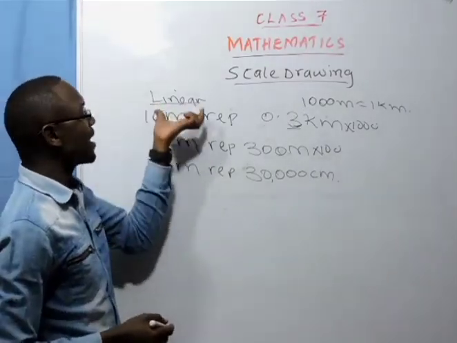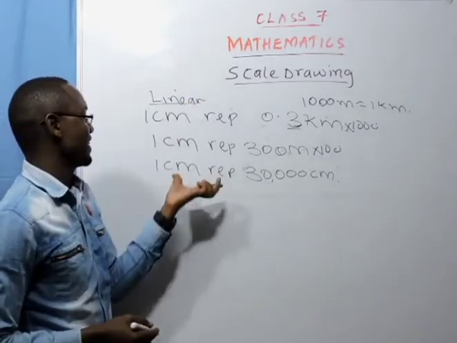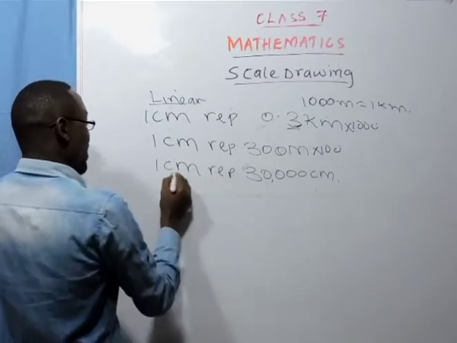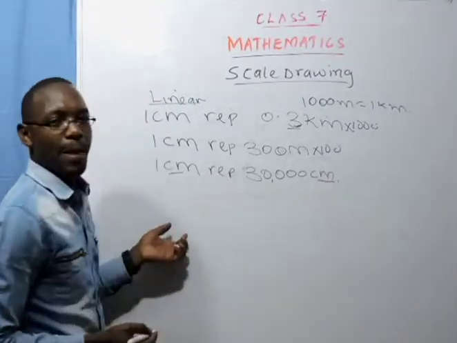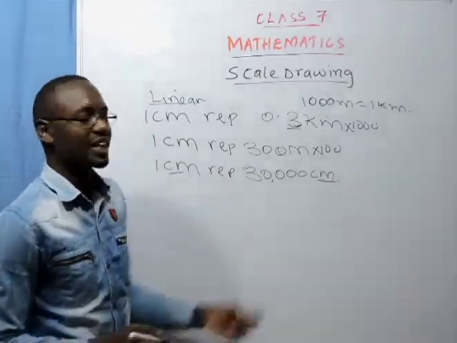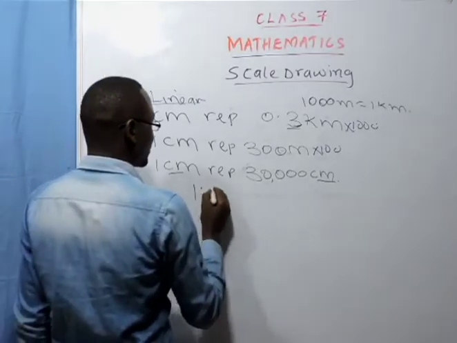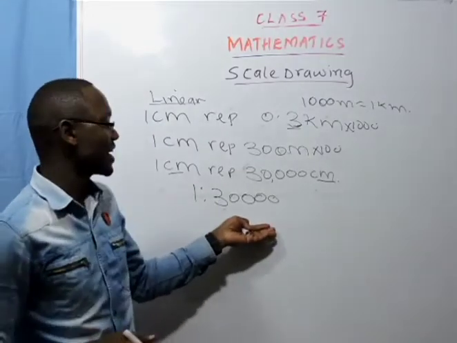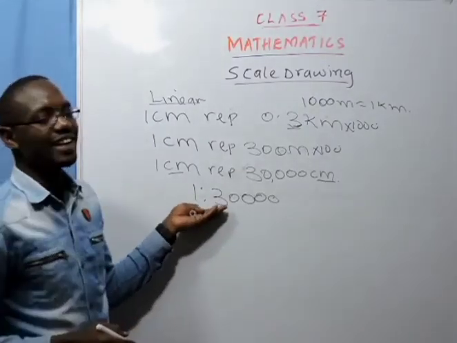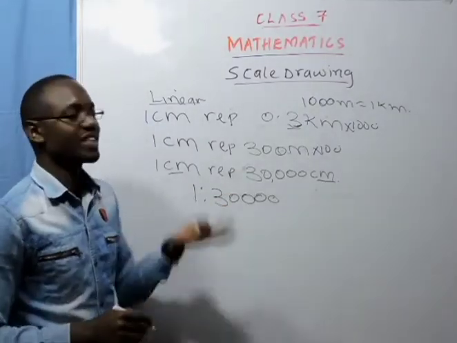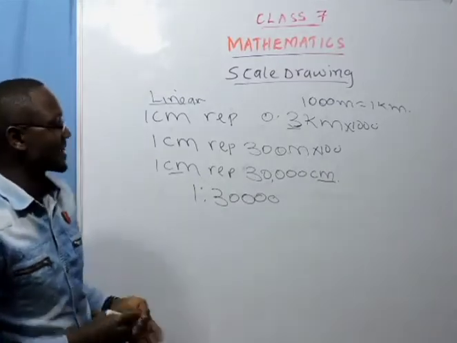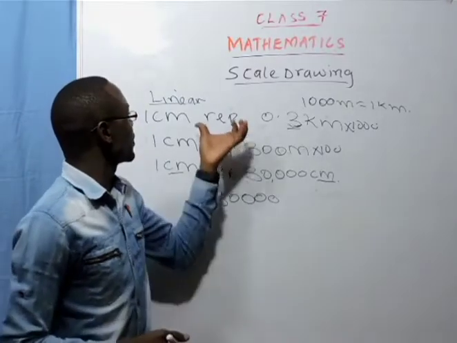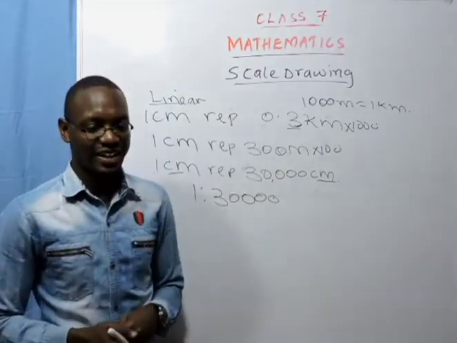This is still the linear scale. We have not gone to the ratio scale. Because now we have centimeters and centimeters, we can write this scale as 1 is to 30,000. Don't say 1 centimeter is to 30,000. When we are giving a scale in ratio form, we don't write units because we know that in ratio form, the units are in centimeters. So that is how we write linear scale and ratio scale.